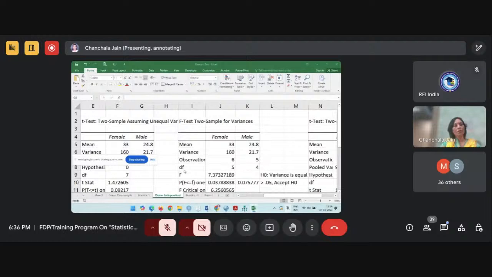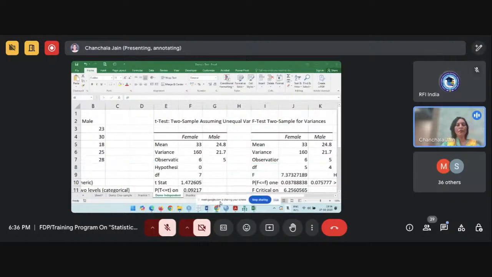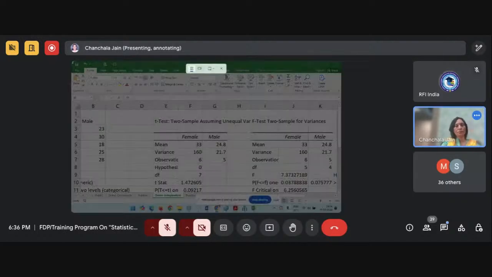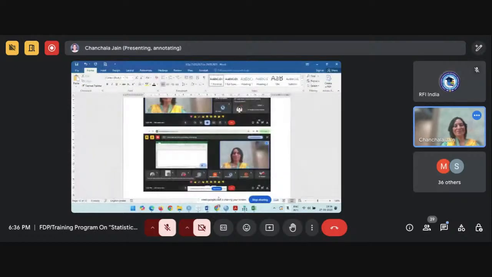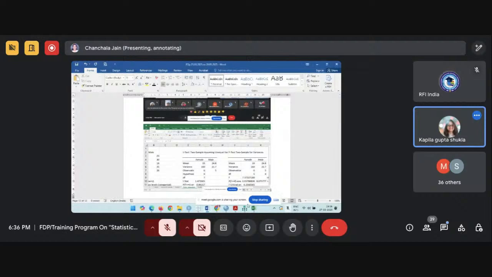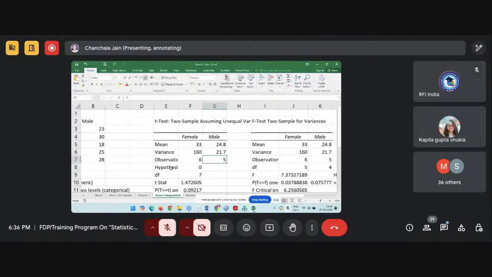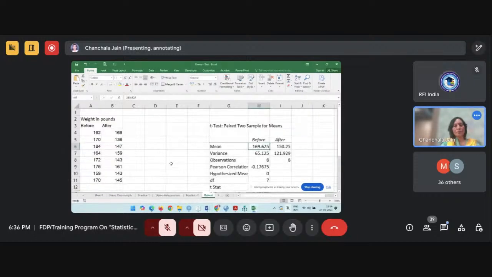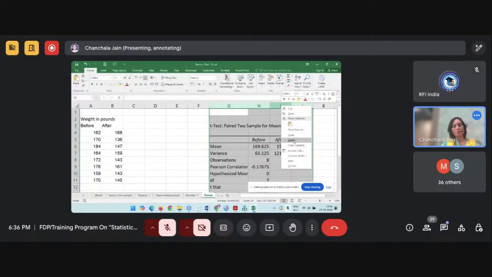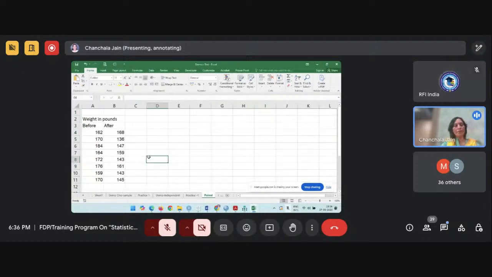Fine. So I think independent sample t-test is clear to everyone. Shall I proceed? Yes, ma'am. Fine. So now you need to open the second, or maybe the second last, sheet named paired. This sheet you need to open now. Done, everyone?